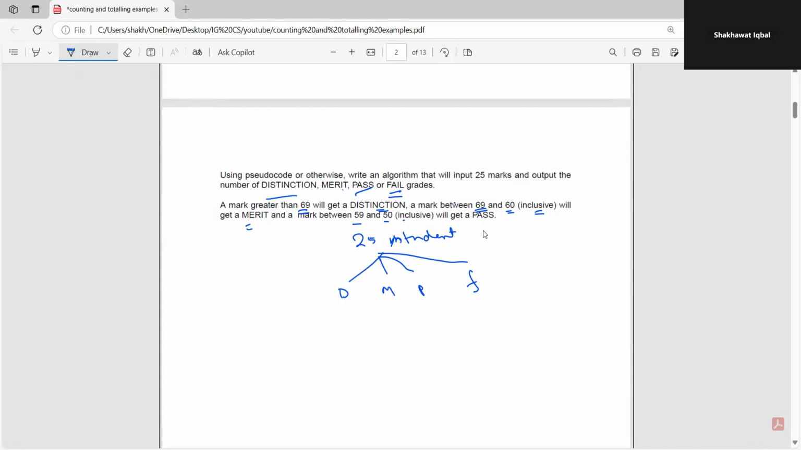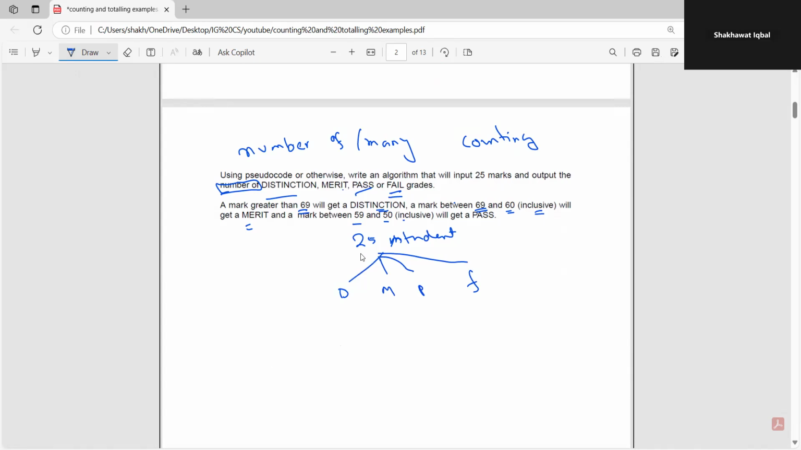Okay. So write an algorithm that will input and output the number of. You remember, many, number of, these are synonyms for counting. So here we have to calculate counting, right? Counting is what? Counting increases by 1 and always depends on a condition.